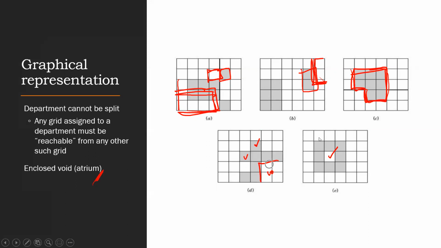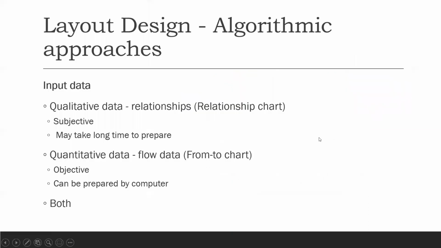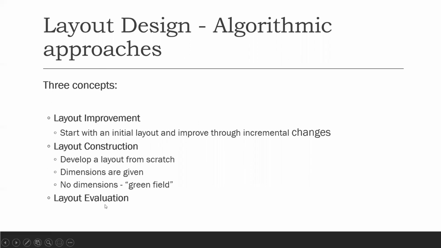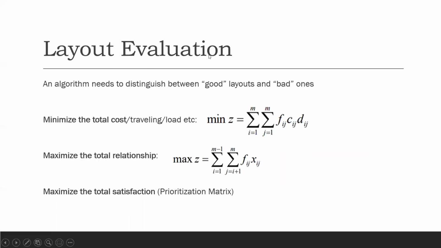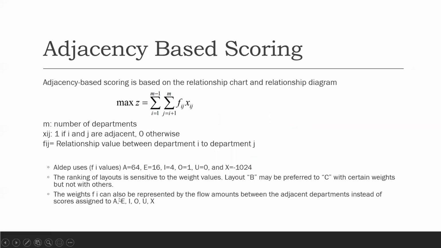Okay? Okay. So, ano daw po yung mga inputs natin? So, once again, na-cover natin to. Kailangan natin relationship chart and then from-to chart. And then, yun nga po, it could be for improvement. We're doing the design for improvement, construction, evaluation. And then, ito yung ating mga goals or objective. It could be total cost, i-minimize natin, total traveling cost, total number of loads na i-move. And then, we can also maximize the relationship with them. And also, we can use the prioritization matrix to maximize the total satisfaction.